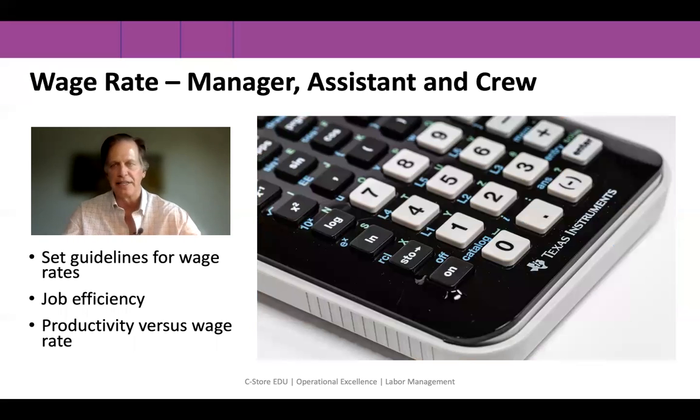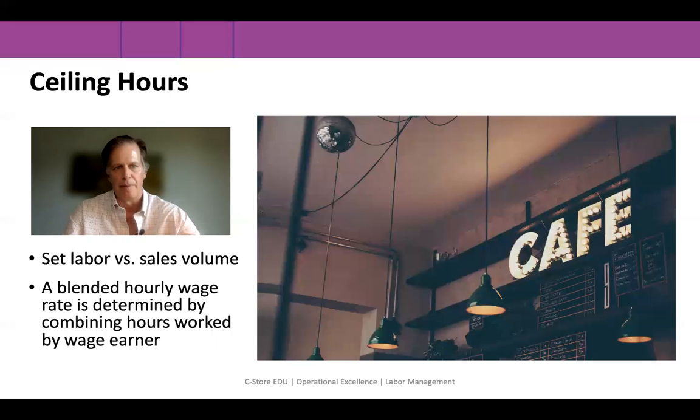The manager, the assistant, the crew, you're probably going to have guidelines for each of their wage rates. So you want to make sure that you're keeping to those guidelines, because probably in your annual plan, you've budgeted that way, and it's very easy to blow through that budget if you don't watch your wage rates based on type of job responsibility. Also, productivity versus the wage rate. So you could have a person earning $9 an hour that's incredibly productive versus one that is not so productive. And so there's an efficient and effective way that that person can do their job versus the other person.